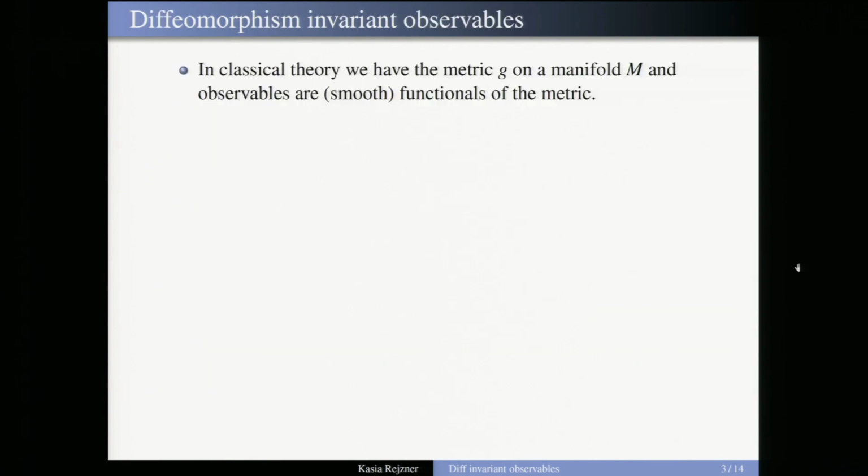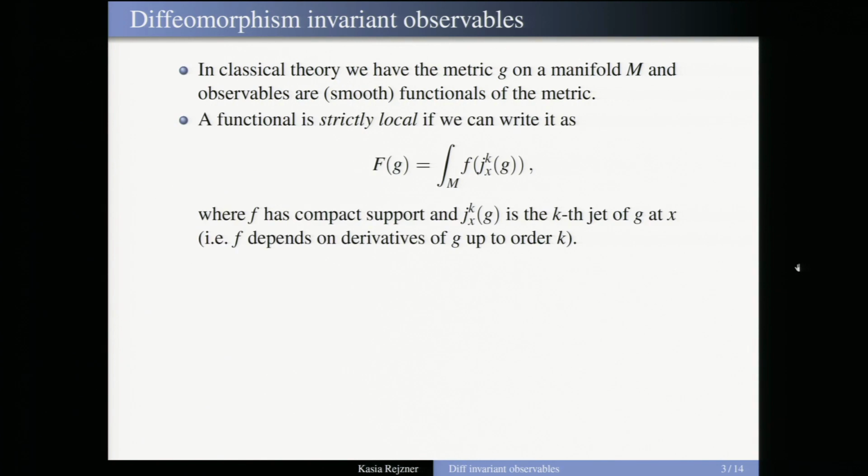So, classically, we have the theory of the metric on the manifold M. So what are the observables? Classical observables are some functions of that metric. And let them be smooth because I'm a mathematician. Okay, so there could be the local ones, which I will call here strictly local, because this is the most restrictive notion of locality I'm going to use.